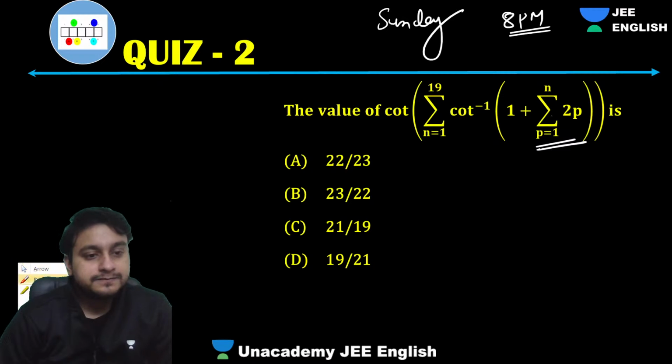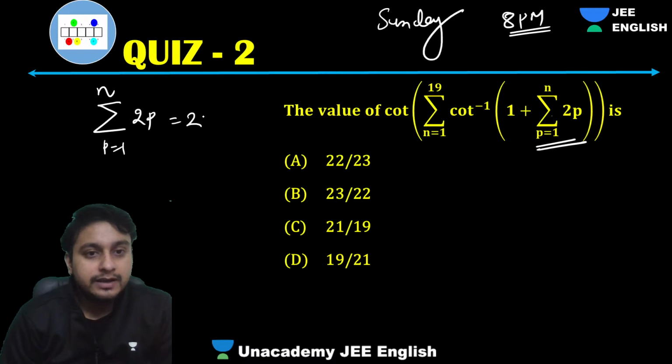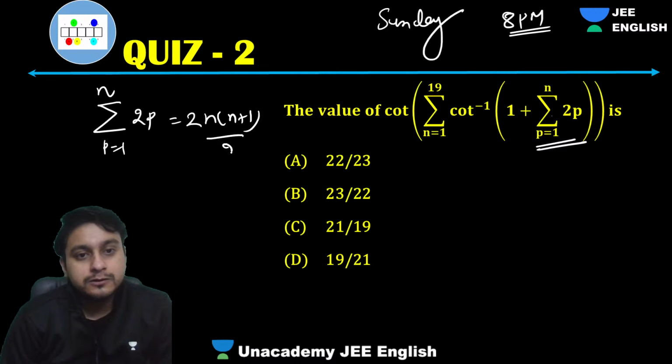Summation of what? We have 2p, right? Summation of 2p, p equal to 1 till n, right? What will be that? 2 will go outside. Summation of p is what? From 1 to n, it is n into n plus 1 by 2, right?